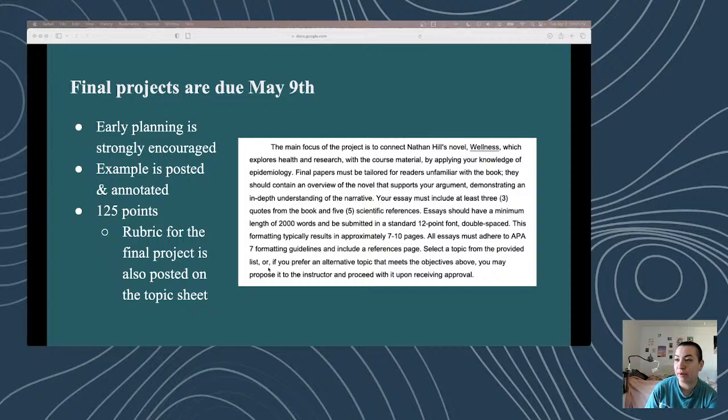Select a topic from the provided list, which is posted, or if you prefer an alternative topic that meets the objectives, that you feel you can really get 2,000 words out of connecting to epidemiology and population health, you can propose it to me. Send me an email. I need to have it written because I forget things. But you can propose it to me and proceed if I approve it.